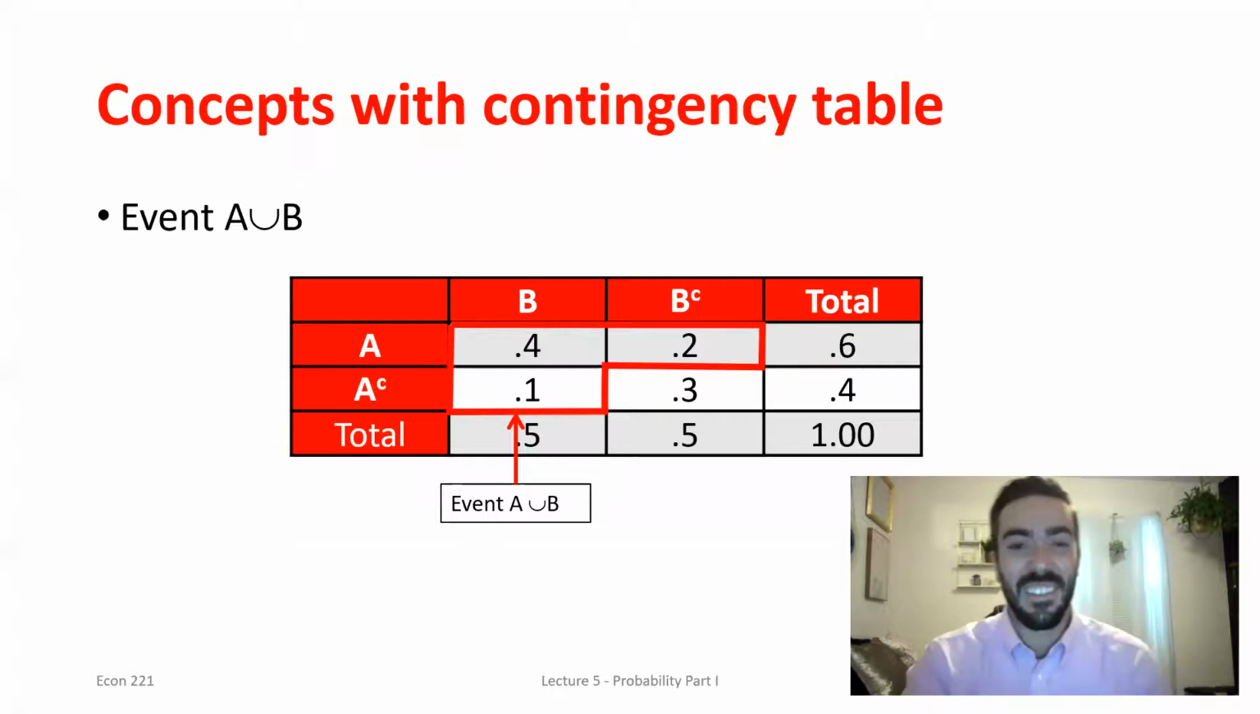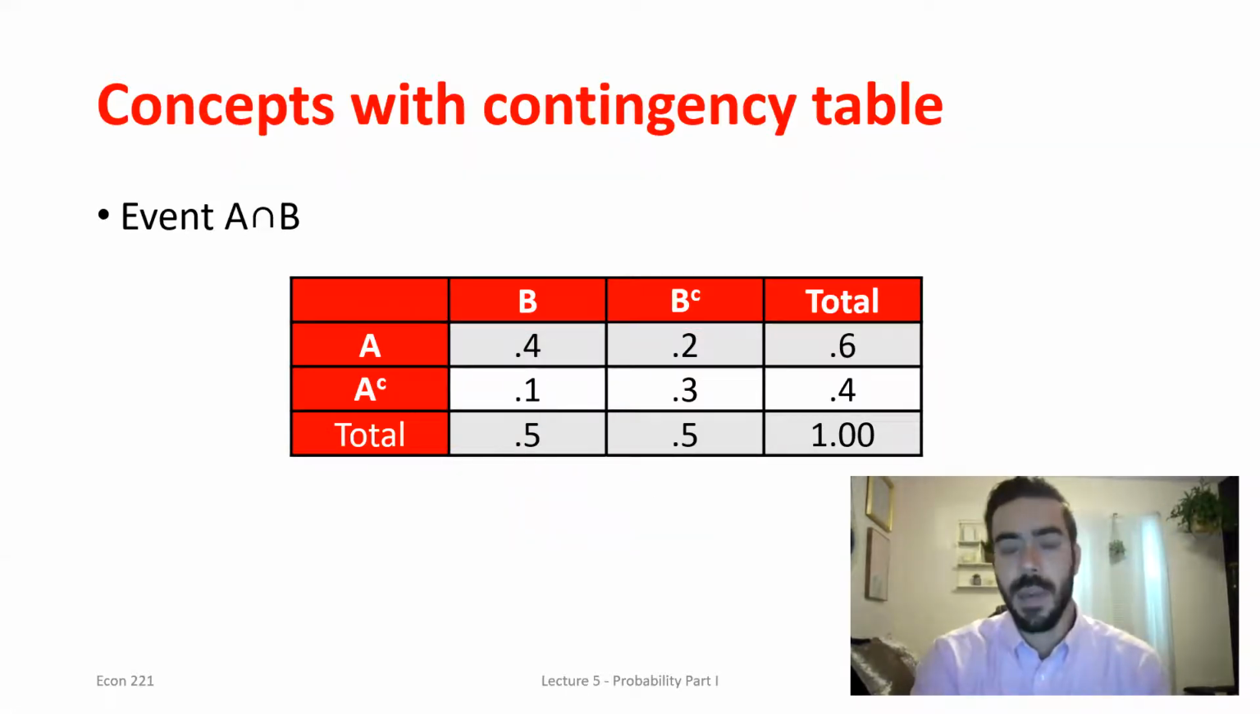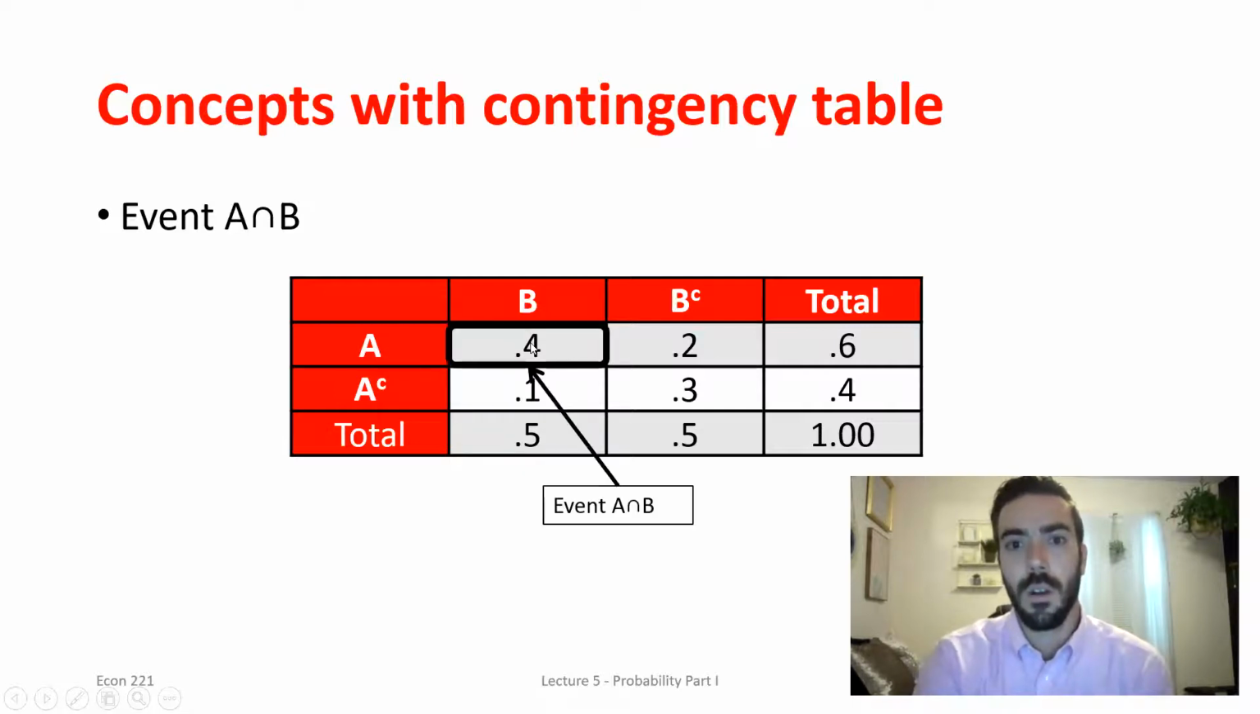But I was just thinking about the intersection of A and B. I've already covered this. This is why I forgot to put this slide in, because I usually go over it too soon. But A intersection B would be that 0.4.